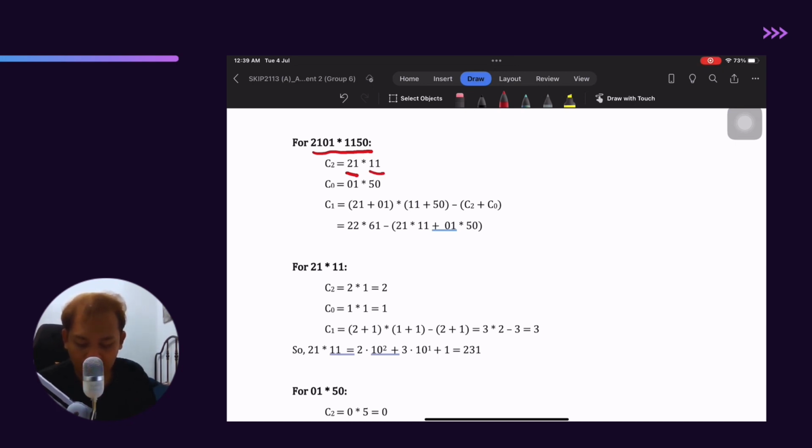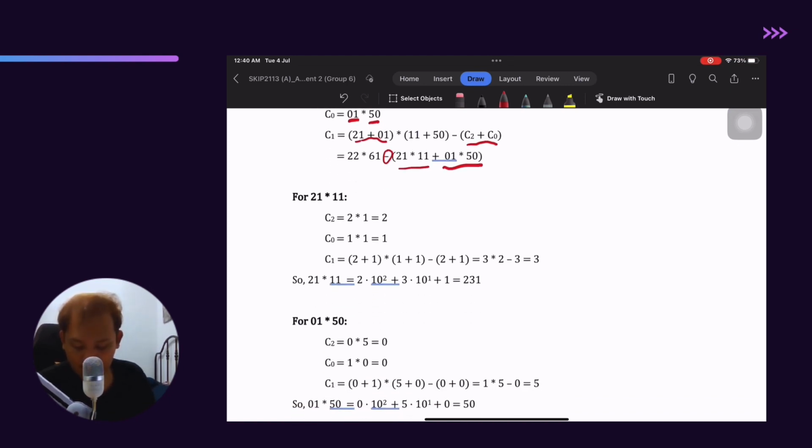For C0, we'll be using the third and fourth digits of 2101, and also the third and fourth digits of 1150, so C0 will be 01 times 50. For C1, we'll be using 21 plus 01, times 11 plus 15, and then minus C2 and plus C0. So we simplify it as 22 times 61, minus 21 times 11, plus C0, which is 01 times 50.